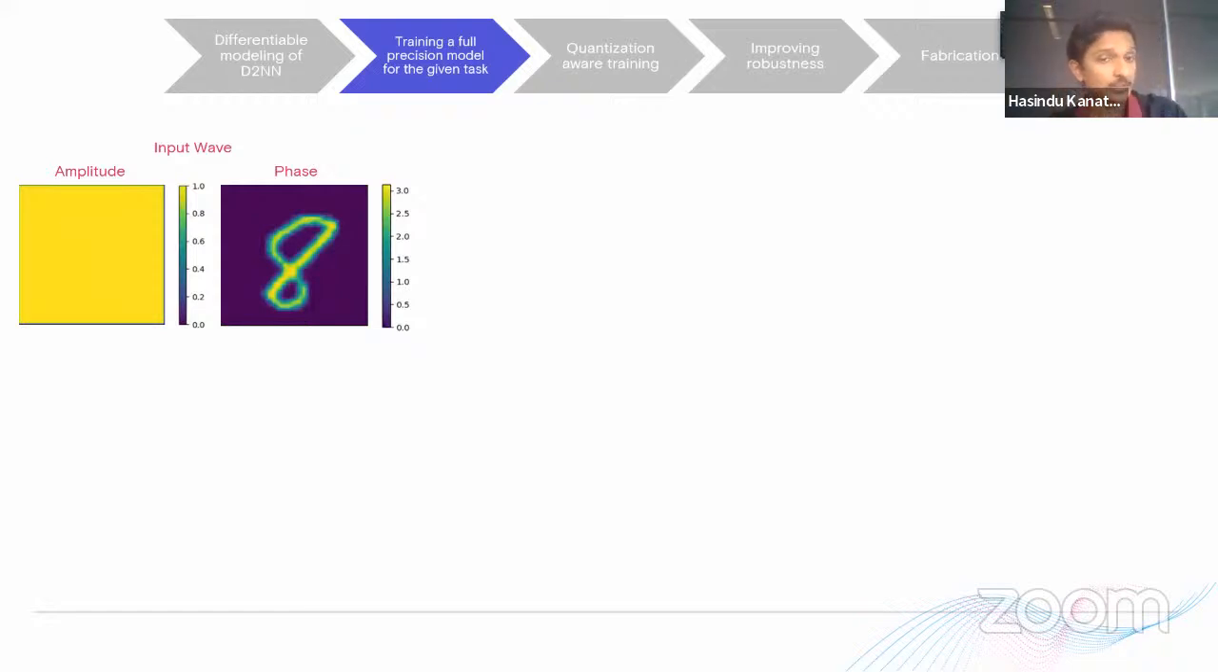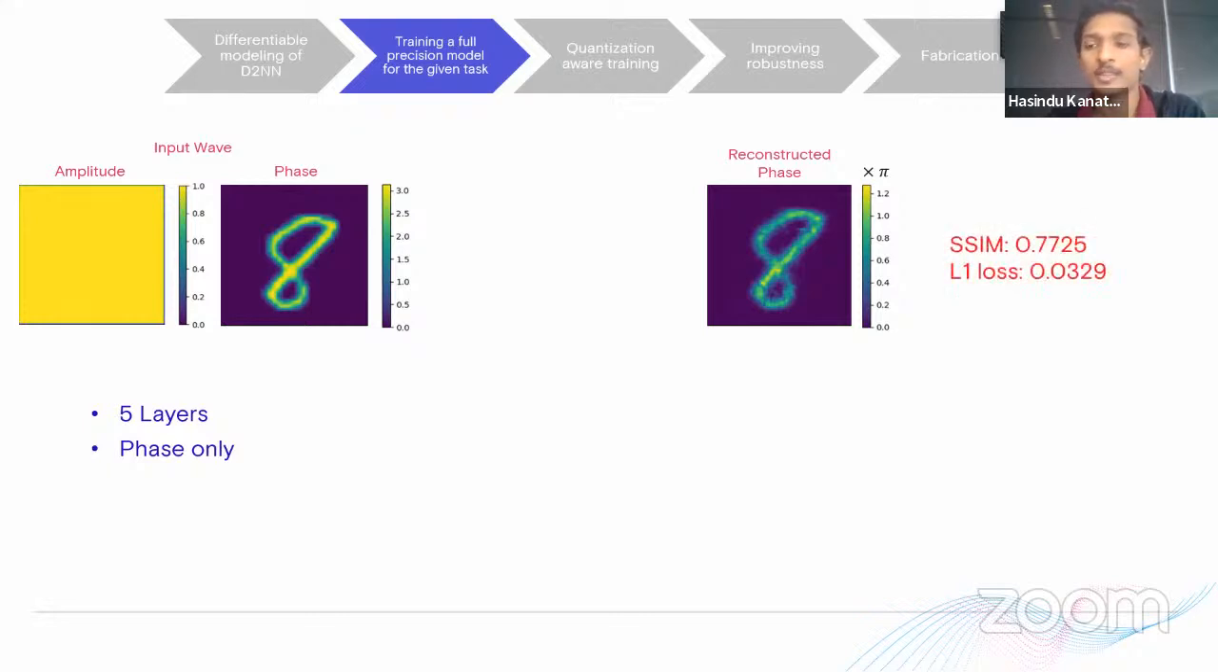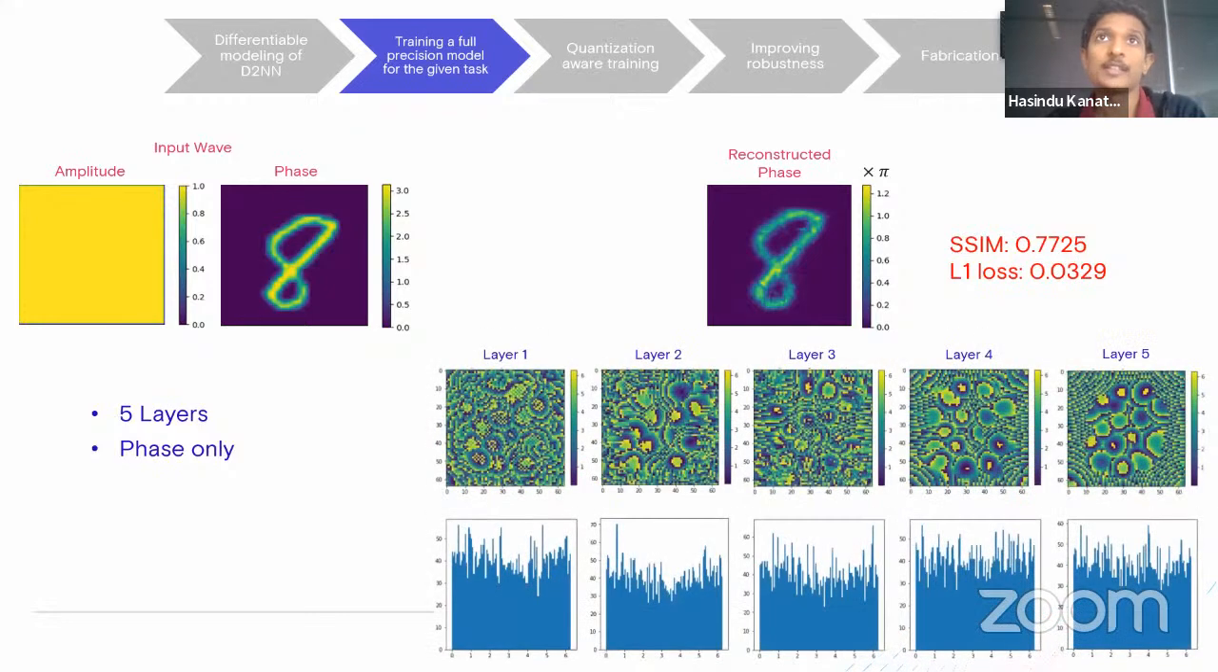After training this model, this is an example with a D2NN with 5 layers, and we train only the phase coefficients. We keep the amplitude coefficients as 1. For this network, this is the output we get for phase for the MNIST digit data set, with an SSIM of around 0.77. And these are the trained layers and their weight distribution.